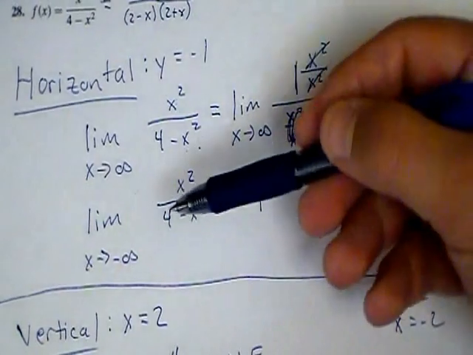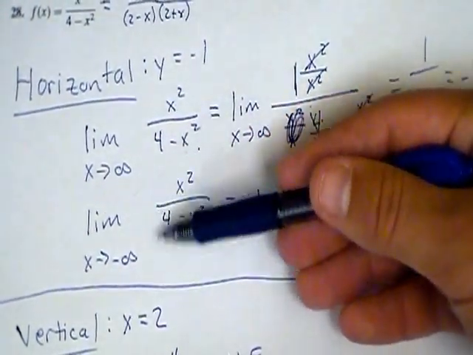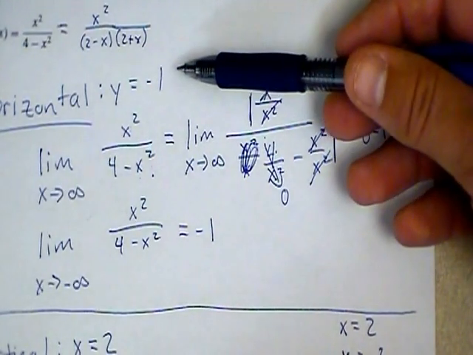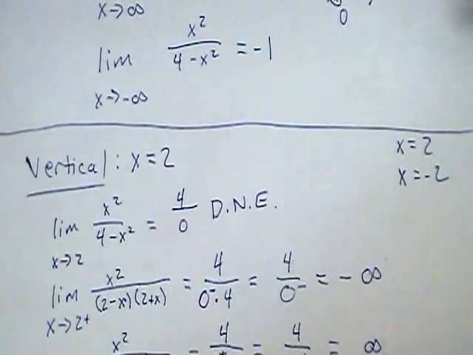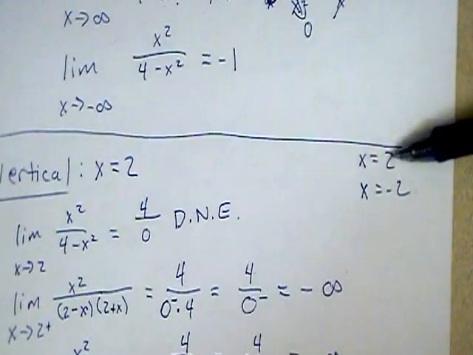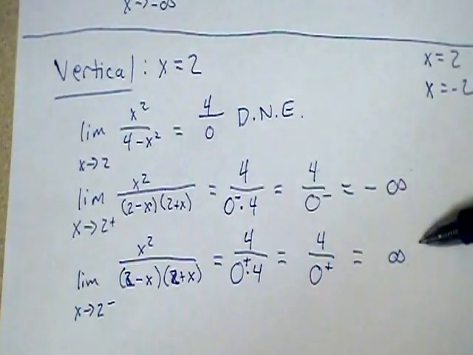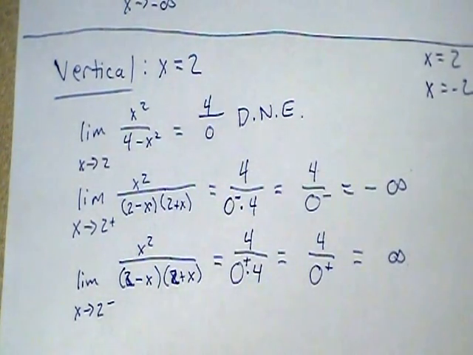So horizontal, just dive right in with the limits. You're approaching infinity or negative infinity. If you get a numerical result, you know you have a horizontal asymptote at that numerical result. For vertical asymptotes, a couple things have to happen. You have to be undefined there, and then you have to have an answer of infinity or negative infinity for the one-sided limits as you approach that x value.